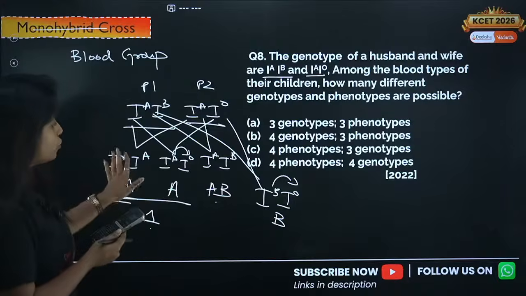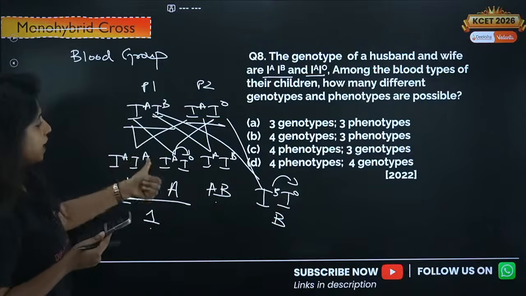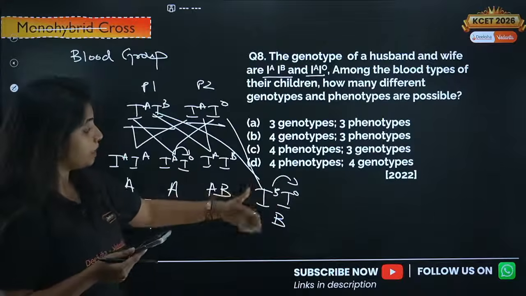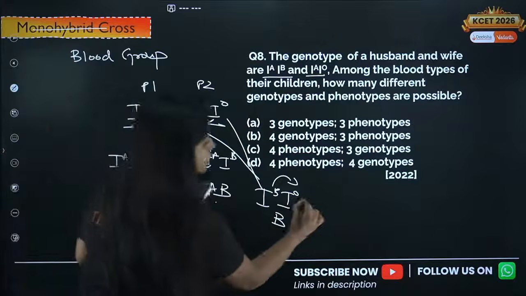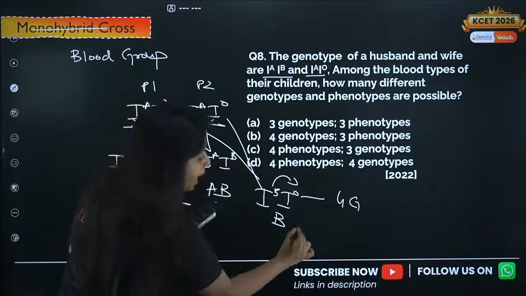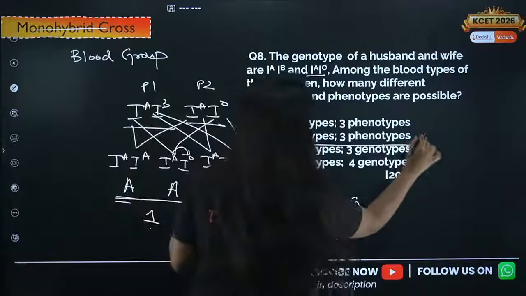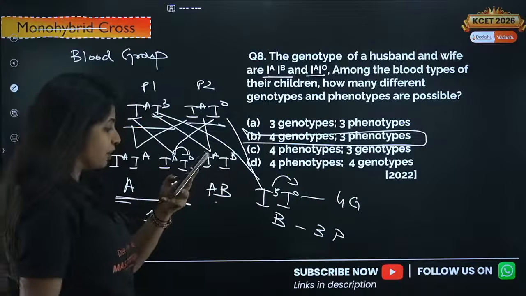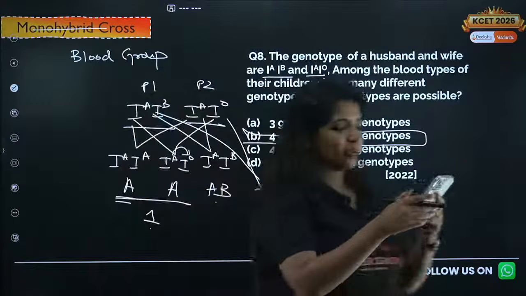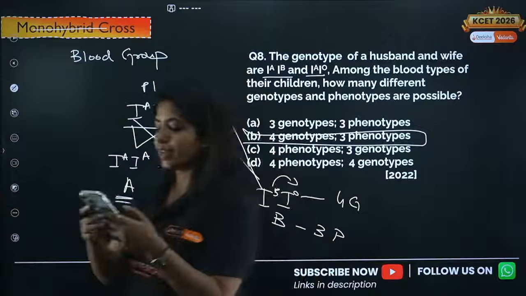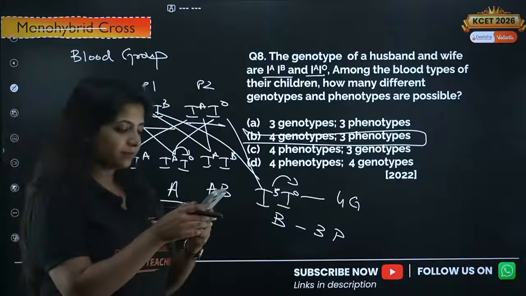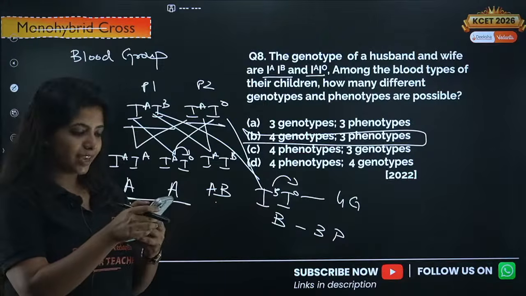If you talk about genotype, everything is different: IAIA, IAIO, IAIB, IBIO. So basically, I can see 4 genotypes and 3 phenotypes. So 4 genotypes and 3 phenotypes, and Manjunath is again correct, along with Aishwarya and Nagaraj as well. All of you are doing absolutely awesome. Superb.